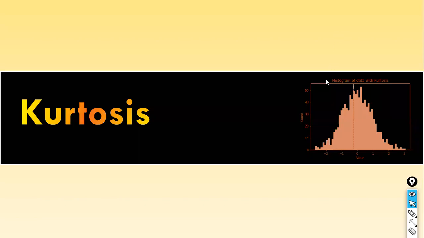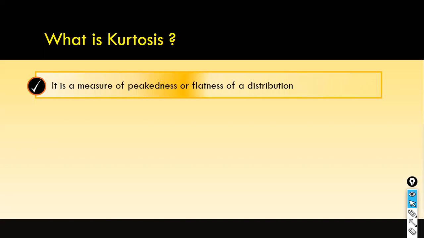What is kurtosis? It is a measure of peakedness, or flatness, of your distribution. It tells how heavily the tails of a distribution differ from the tails of the normal distribution. That is what we can find out using kurtosis. And kurtosis is also very helpful to find the outliers in your data set.